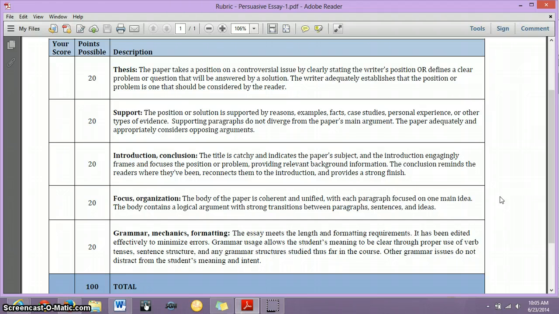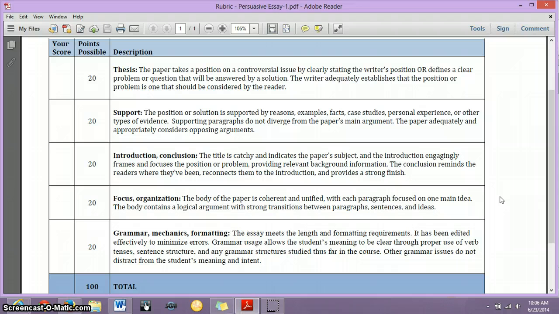Of course, the grammar and mechanics is always in place. Make sure that you've got good formatting. Make sure that you've revised and edited well. I've been pretty happy with all of the grammar that I've seen in your writing so far this semester. So just keep up the great work there. I'm really pleased with that area.